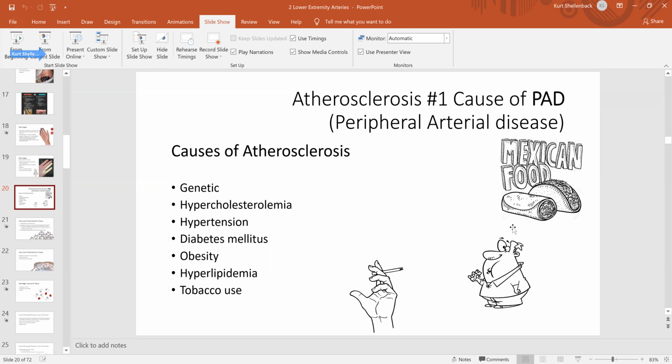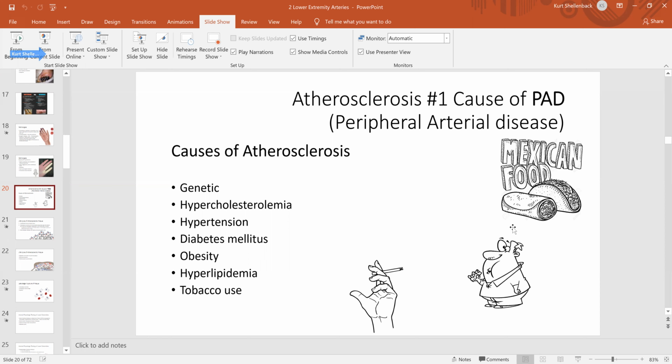Hypertension causes stress on the arteries. Diabetes mellitus, they have issues with sugar. Sugar is not good for your vessels. As much as we love to eat it, with diabetes mellitus the sugar is actually very bad for the tunica intima of your vessels. And then obesity in general, hyperlipidemia, so just too much fat, and tobacco use. Tobacco also is bad for your vessels.